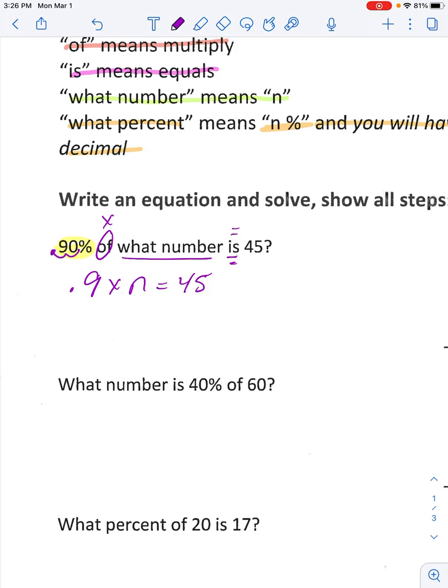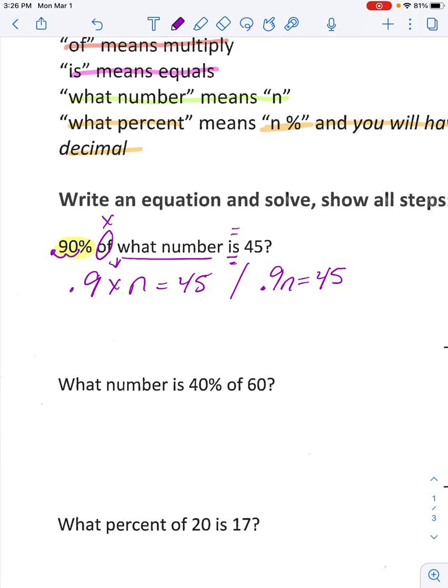Okay, so 90%, 0.9, of means multiplication. What number, you throw your variable, and I don't want to throw an X because I've got my times sign there. Is means equal and 45. Okay, so another way we could write this is just 0.9 n equals 45.